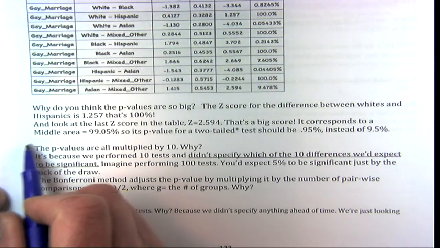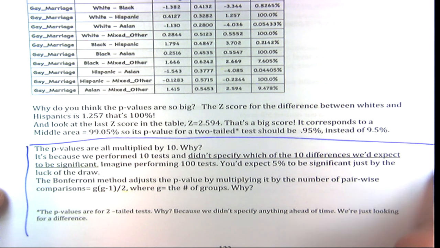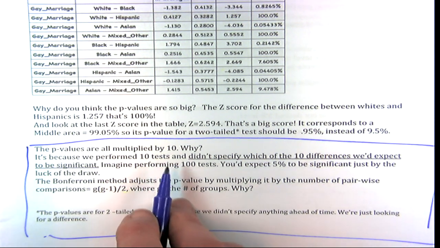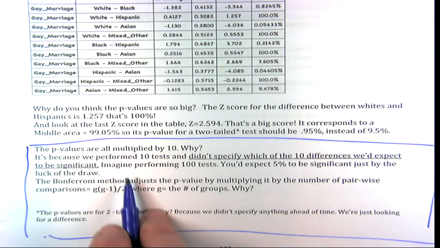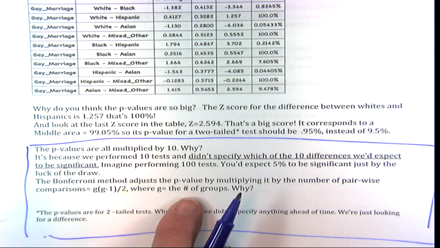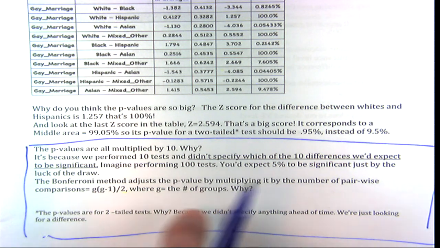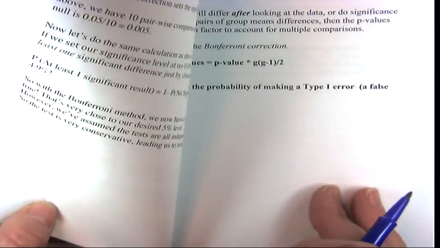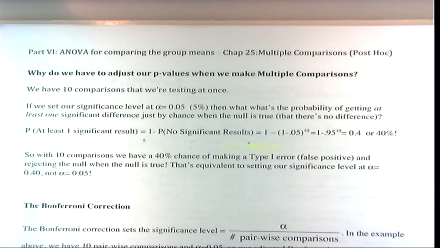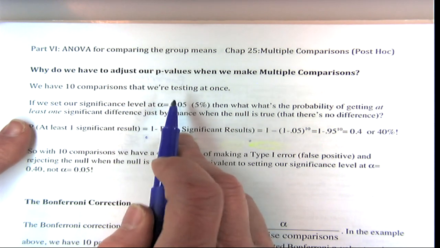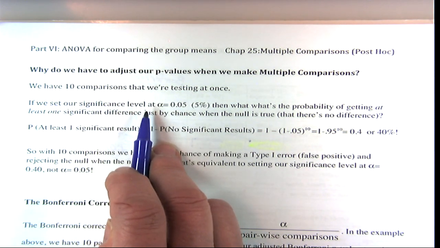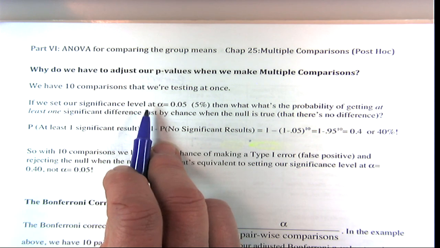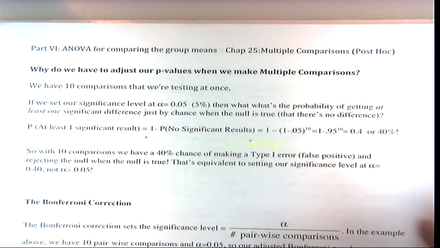Why? It's because we performed 10 tests and didn't specify which of the 10 we'd expect to be significant. All right? So that's really important. And if you want to look at the reasoning behind that, you can read this. And if you didn't do the correction on the next page, let's say you didn't do it. This is actually good. You guys would appreciate this, because this is nice to look at, okay?